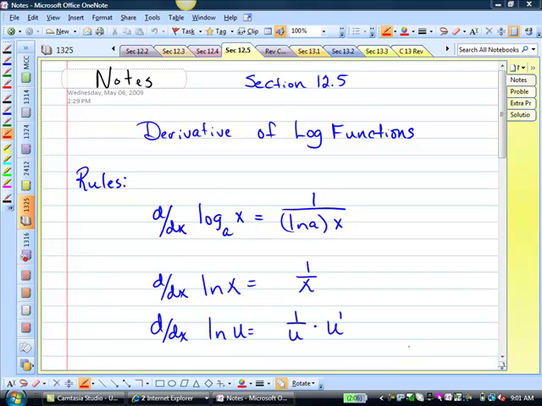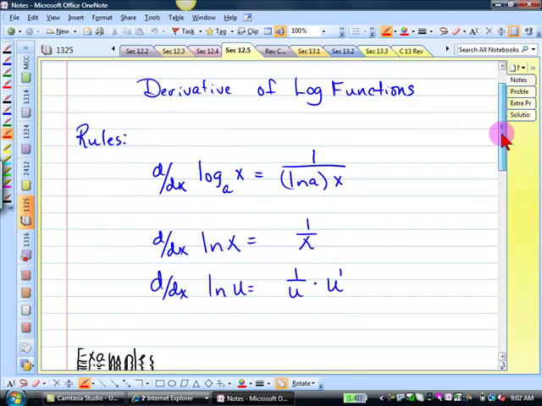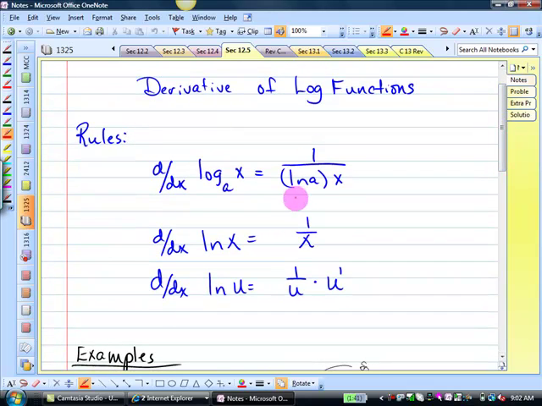All right, section 12.5, derivative of log functions. We get a couple of rules, actually 3 rules. Derivative of log base a of x. You should remember those logarithms from some math course at some point, either college algebra or trig or pre-cal, hopefully. It's 1 over ln a, with a being the base of the logarithm, times x.